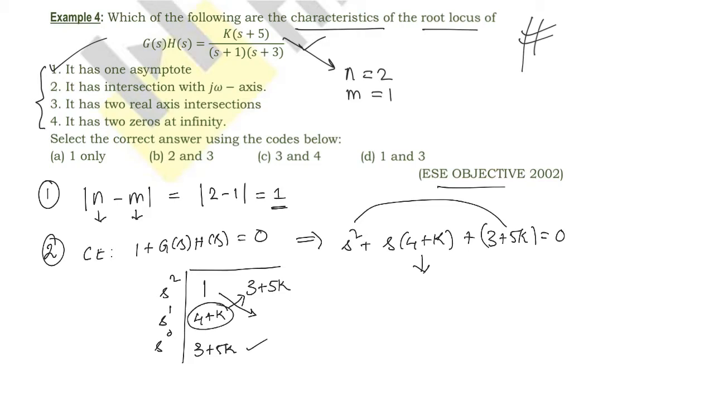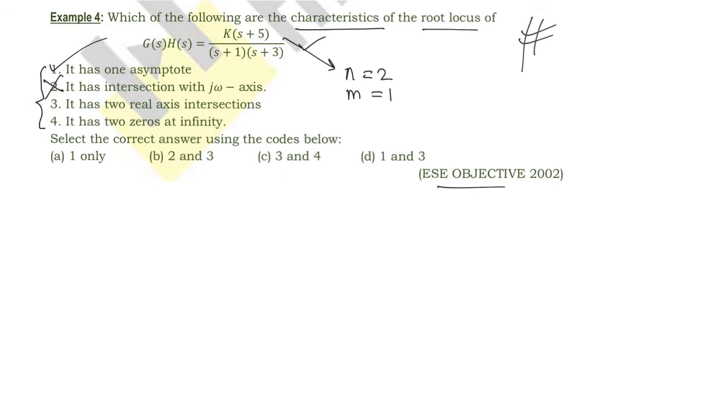Now for intersection with the j omega axis, what is the condition? One of the rows should be 0 and that row should be an odd power of s. So what is the odd power of s here? s power 1. That means 4 plus k should be equal to 0, so k should be equal to minus 4. But for the direct root locus, k should be positive. Since k is negative, it means there is no intersection of the j omega axis for any positive value of k. So statement 2 is incorrect.